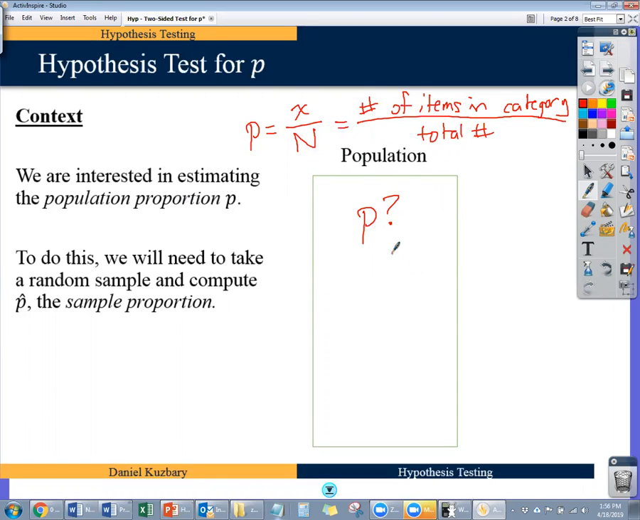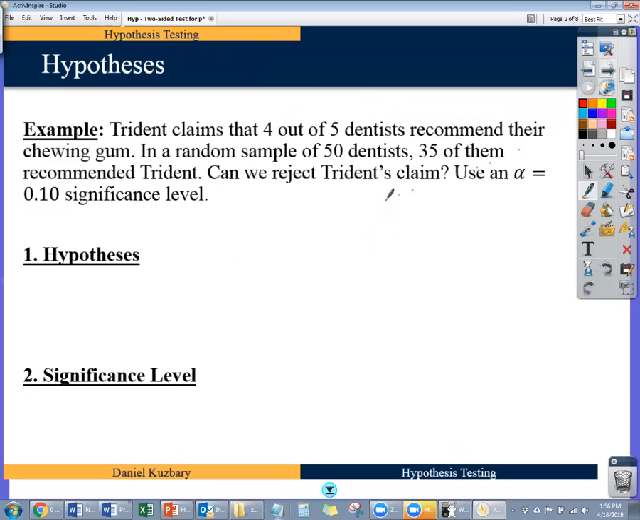So proportions are between 0 and 1, and we want to estimate this. The best thing we can do is to start by taking a random sample and compute the sample proportion, which is found in a very similar way. You take the number of items in a category, divide by the sample size, which is little n. So we're going to use the sample proportion to estimate the population proportion, and we're going to form a hypothesis test that'll work for any case for the population proportion.